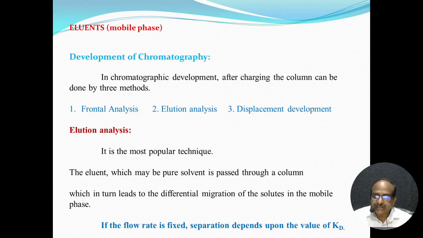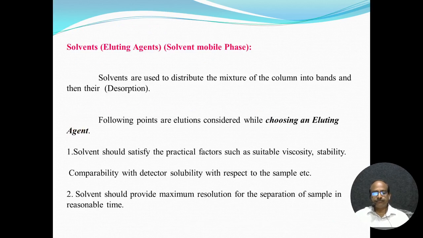If the flow rate is fixed, separation depends upon the value of Kd. Another one is the eluting agents, the solvent or mobile phase. In the description, we have to choose the eluting agents. First, the solvent should satisfy practical factors such as viscosity, stability, compatibility with the detector, and solubility with respect to the sample. That is the most important characteristic of the solvent.